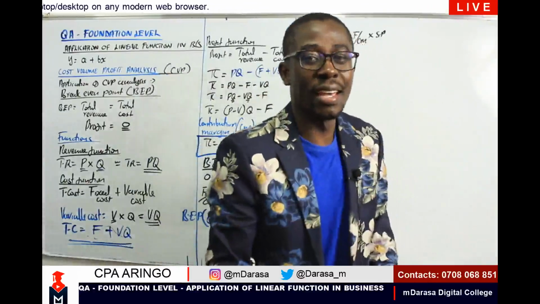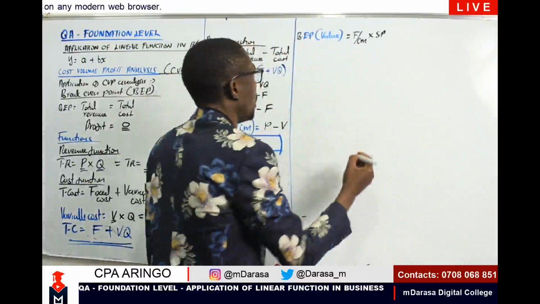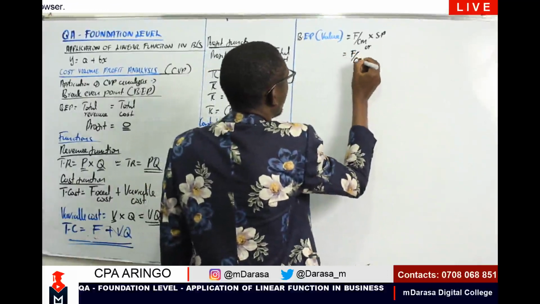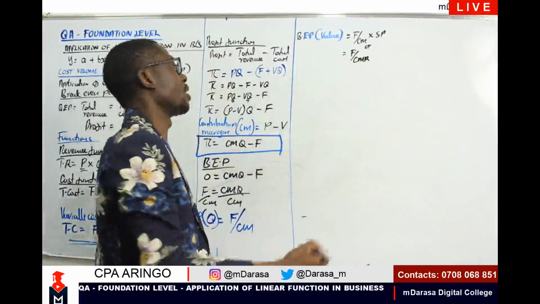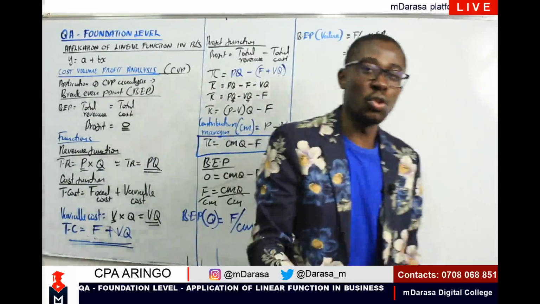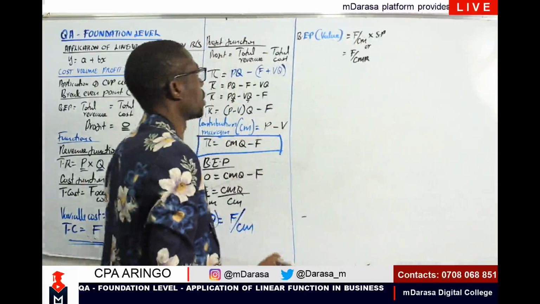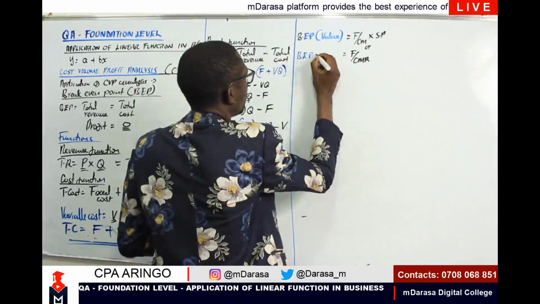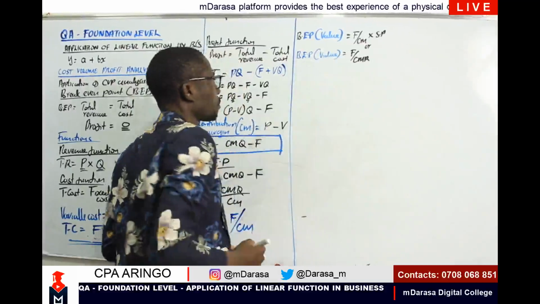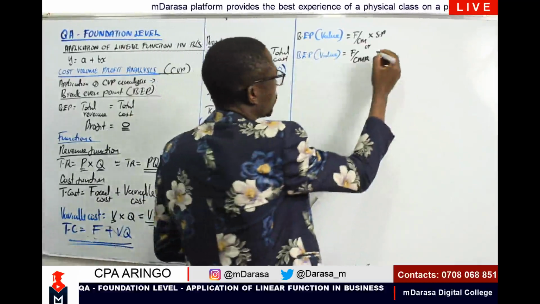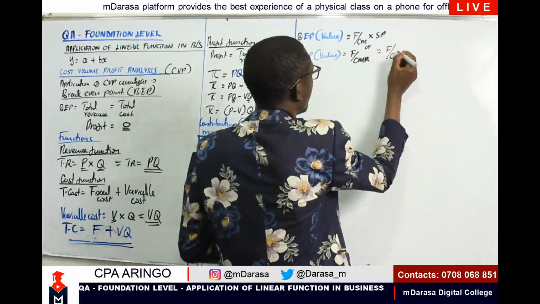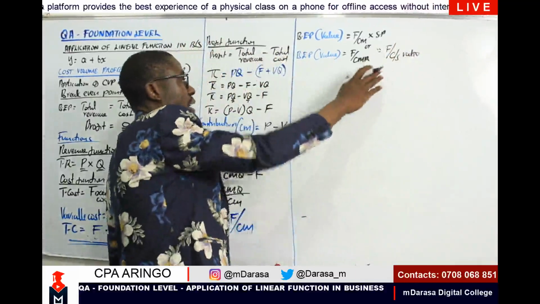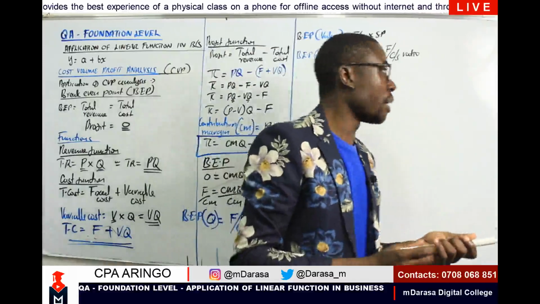For the easiest and best way to use, we can say that break-even point in value, we can take our fixed cost divided by CMR, contribution margin ratio. Alternatively, we can say fixed cost divided by CS ratio. So you choose the one that you feel comfortable with. CS ratio basically is contribution divided by sales.